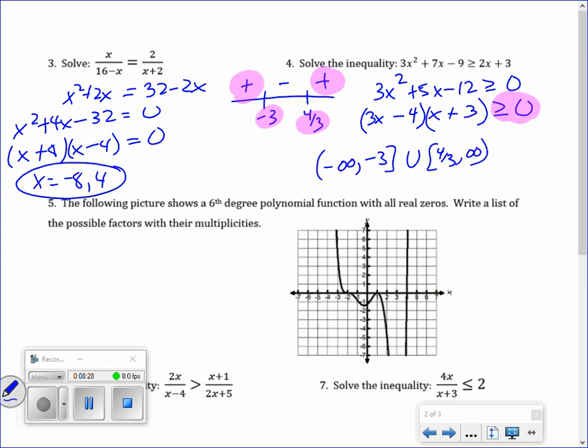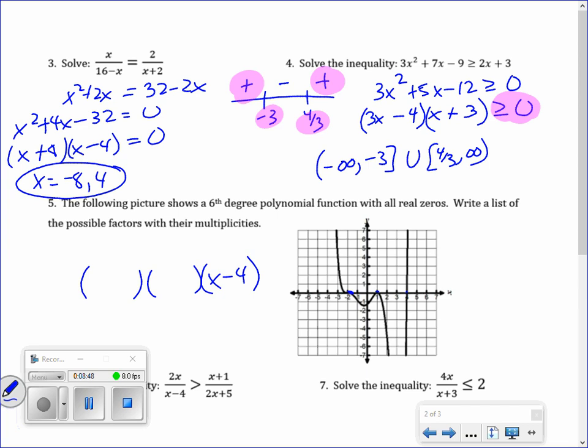All right, down here it says I have a 6th degree polynomial with all real zeros. So I'm trying to tell you that there are 6 factors here, and you can see them all. I see 1, 2, 3 crossing places, so I'm going to set up 3 parentheses. I see one pass through over there at 4, so I'm just going to put x minus 4 there.